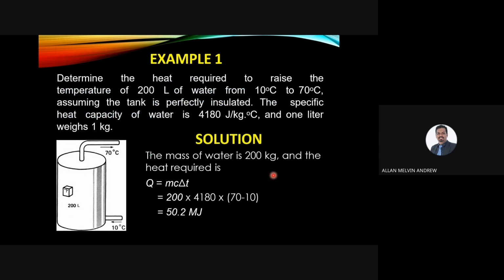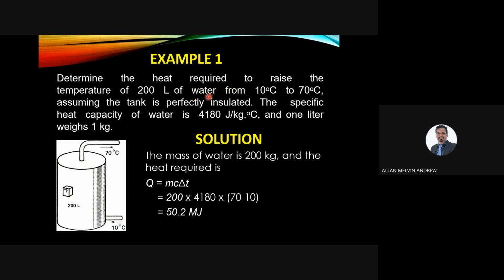Okay, so we see an example. Example one: determine the heat required to raise the temperature of 200 liters of water from 10 degrees Celsius to 70 degrees Celsius, assuming the tank is perfectly insulated. Perfectly insulated means there are no heat losses because of leakage, meaning the heat can only go out from here or here.